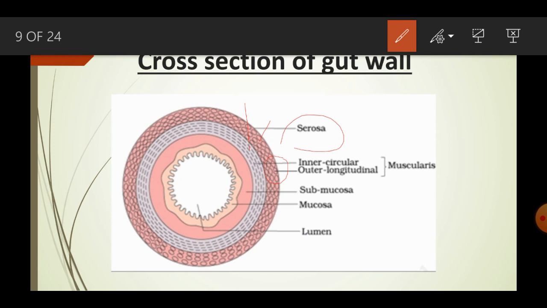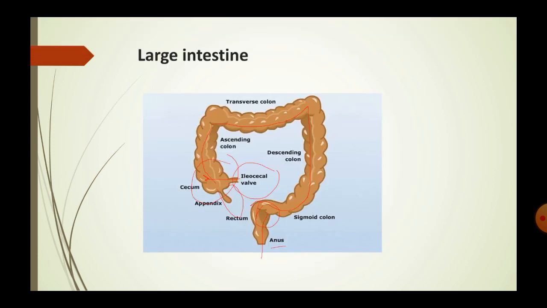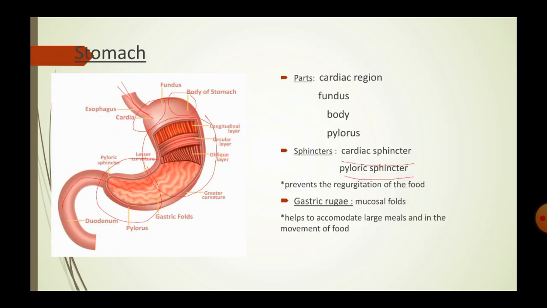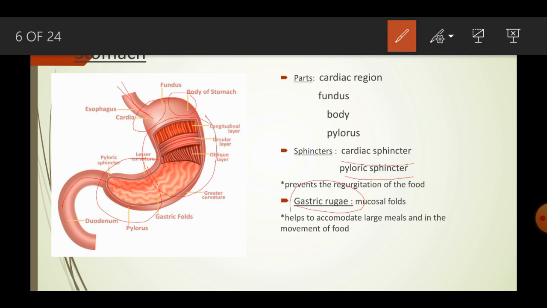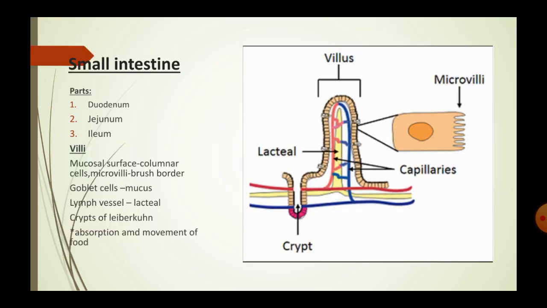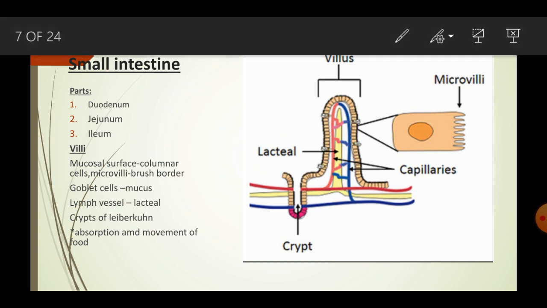The innermost layer, lining the lumen of the alimentary canal, is the mucosa, and it is the most important layer. The mucosa forms many modifications in different parts of the alimentary canal. It forms irregular folds which are known as gastric rugae in the stomach, which help to accommodate large meals, that is, help the stomach to stretch to accommodate a large amount of food, and also help in the movement of the food. Next modification of the mucosa is the villus or the villi.